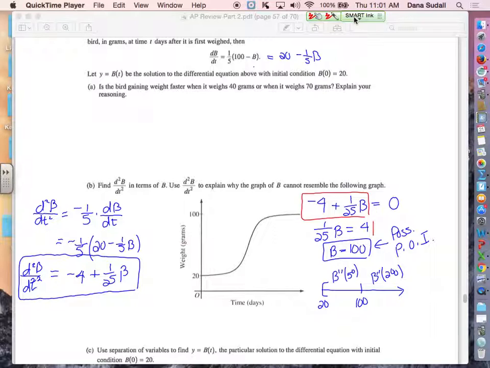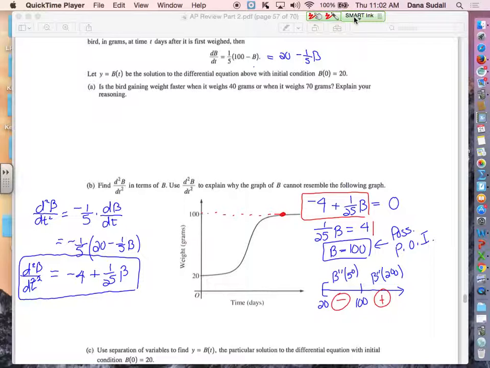50 is going to be an easier number to plug in. 50 divided by 25 would give me 2. Negative 4 plus 2 gives me a negative value. If I plug in 200, 200 divided by 25 would give me 8. Negative 4 plus 8 gives me a positive value. So you should have an inflection point at 100, so we could talk about that there is no inflection point there. The graph is concave down. That's one reason why it doesn't work.